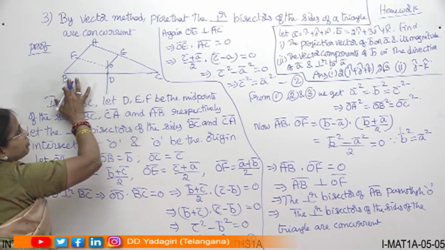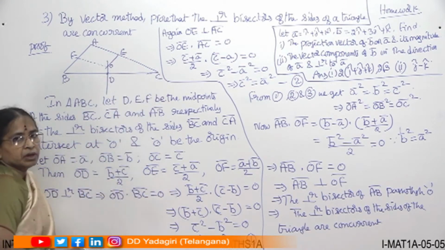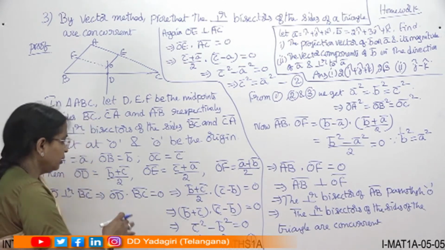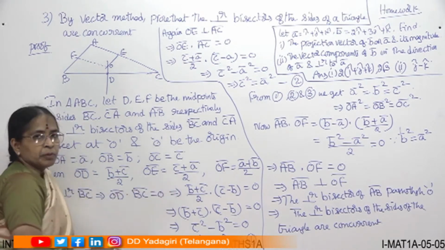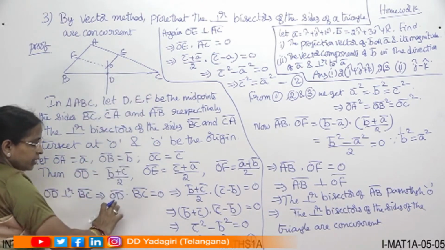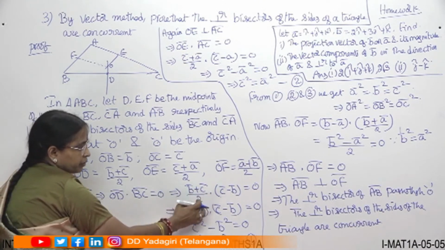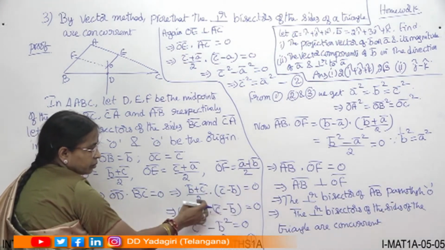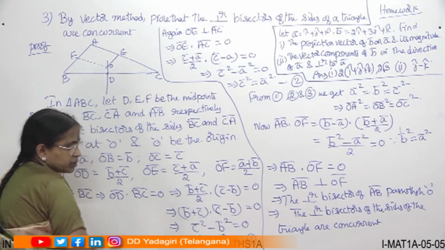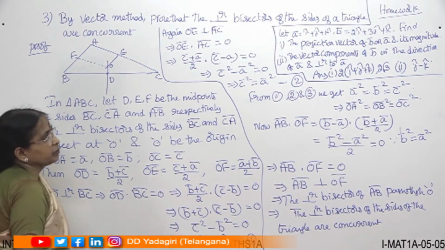Then D is the midpoint, so its position vector will be B plus C by 2. E will be A plus C by 2. You have learnt about the position vector of a midpoint in the addition of vectors chapter. So we wrote the midpoints, and then because OD is perpendicular to BC, their dot product is 0. So B plus C by 2 dot, when you cross multiply, 2 will go. So it is B plus C dot C minus B. So C square minus B square is equal to 0. So C square is equal to B square.